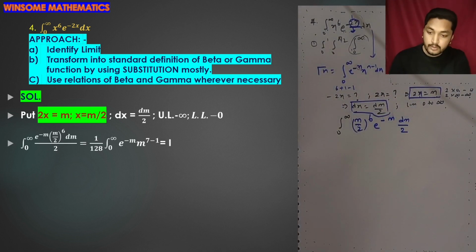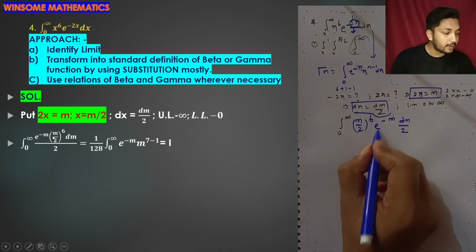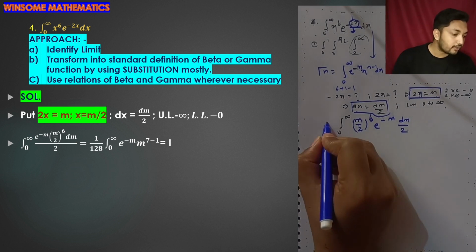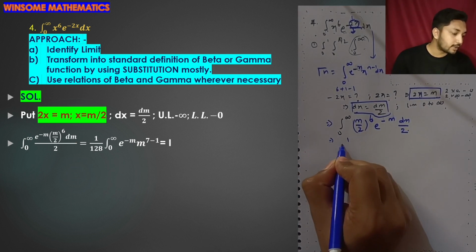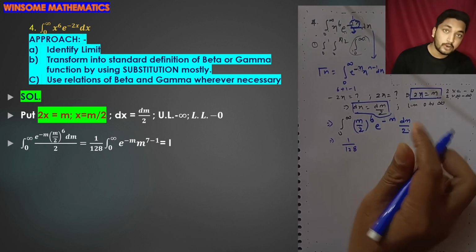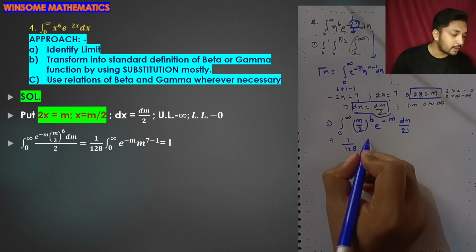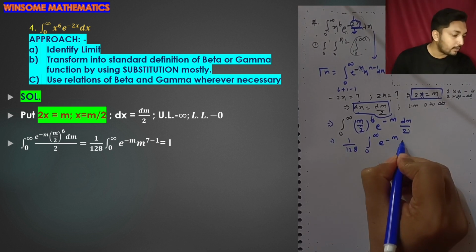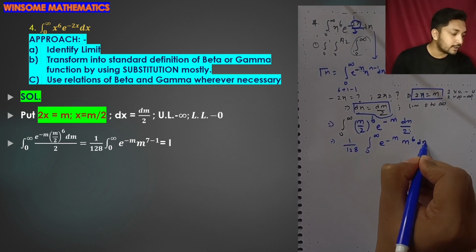Now this is very simple. e to the power minus m, m to the power 6 over 2 to the power 6, and this is 2. So we will first remove the constant term. This is 1 upon 128. Why? Because 2 to the power 6 and 2 are both in the denominator, so 2 to the power 7. Simple: integral from 0 to infinity of e to the power minus m, m to the power 6, dm.